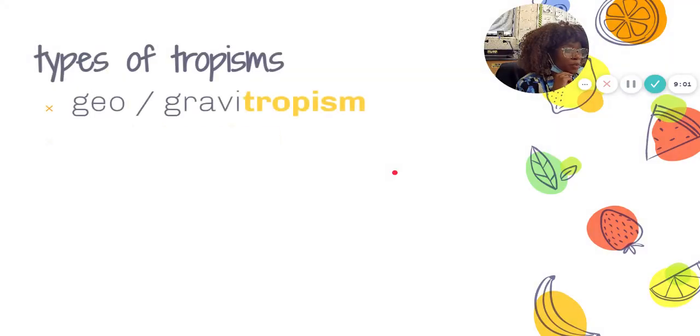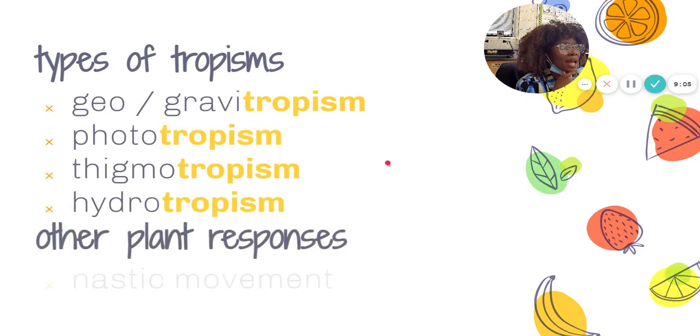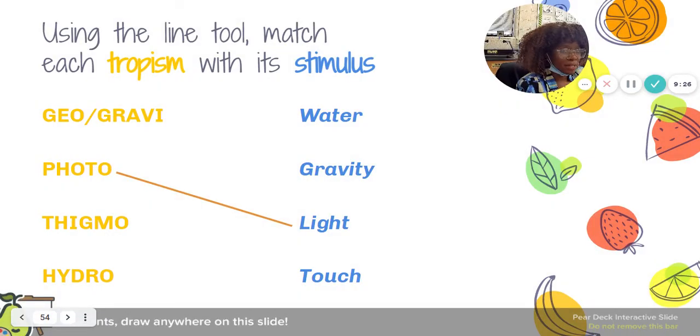So there are all these different types of tropism. We have geogravity, phototropism, thigmo, hydro, and then other plant responses. Notice that all of these words have something in common. They all have the word tropism in it. And we literally just learned that the word tropism means a plant growth response. So we know that there's some sort of growth response, and it's responding to whatever this first part of the word is. I'm not going to tell you what the first part of the word means. You should be able to use logic and figure that out.